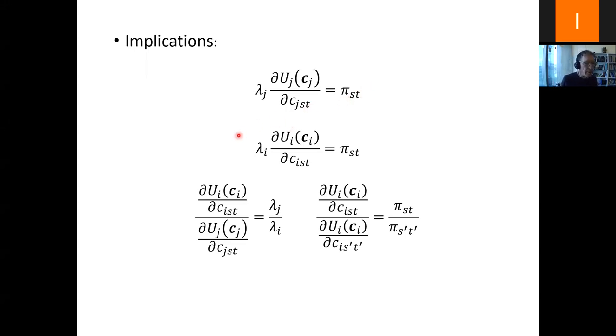And we're going to see the same equation for the allocation of consumption to household i in state s at time t. So the marginal utility of consumption of person j times her Pareto weight, lambda j, is going to be equal to pi_{st}, and the same for household i. So if we take ratios of this, we can look at it one of two ways that each yields insight. The ratio of the marginal utility of person i in state s at time t to the marginal utility of person j in state s at time t is just equal to the ratio of their Pareto weights.